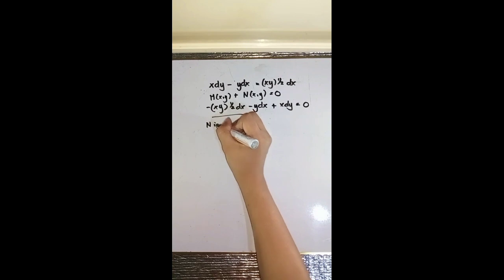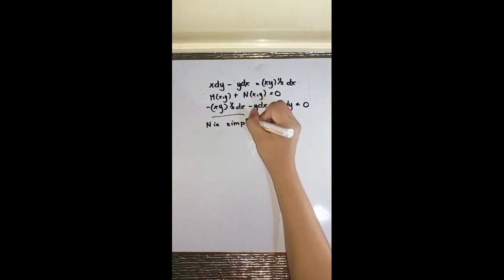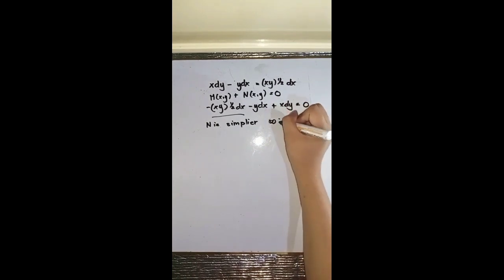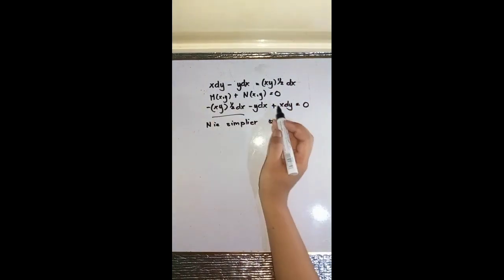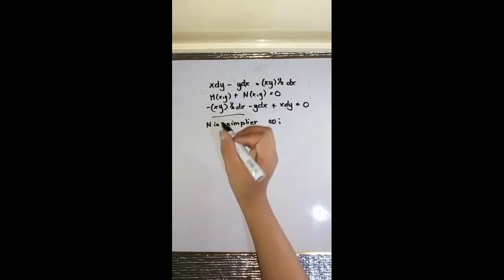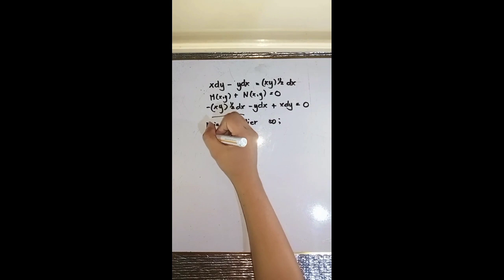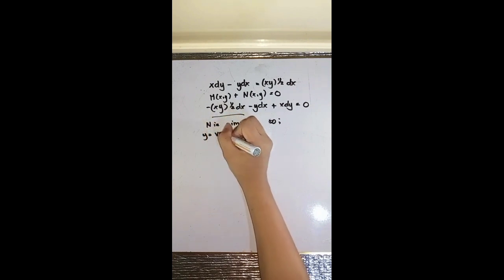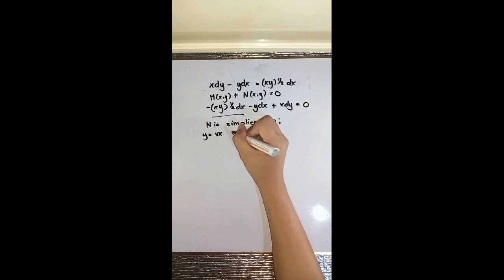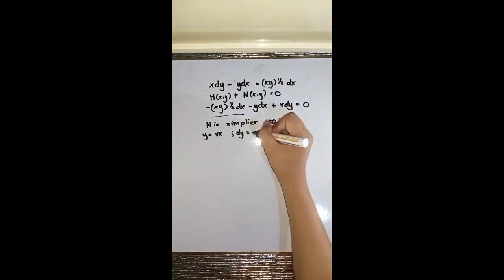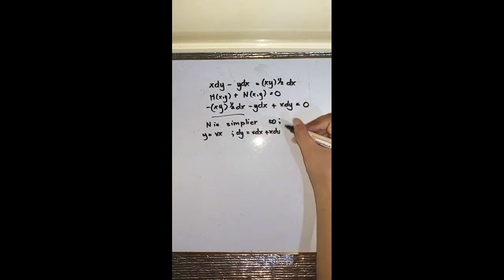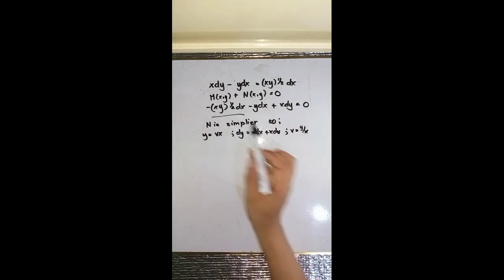So as we observed, this becomes its own standard form. So we have to identify which case we're going to use. Since N is simpler in this equation, all the variable y will become vx, as well as all the variable dy will become v dx plus x dv, and on later processes the variable v will become y over x.